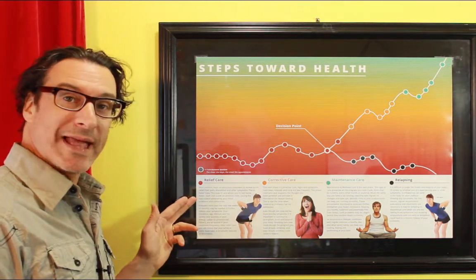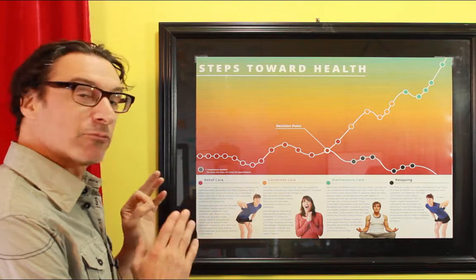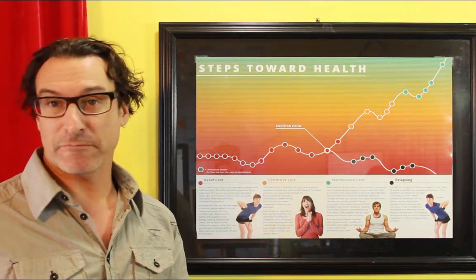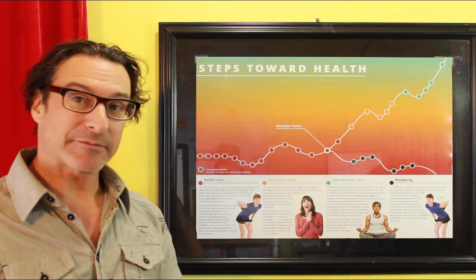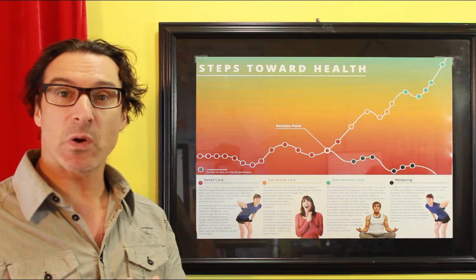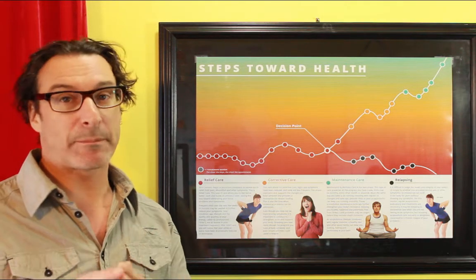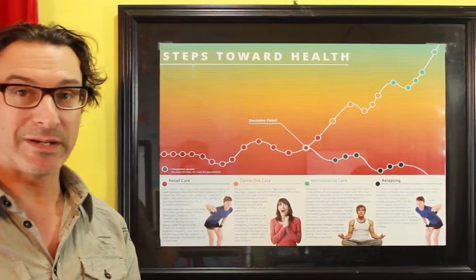So let's go ahead and take a closer look at each of these elements of this poster. Right over here we have the relief care, and in relief care most patients begin care because they're in some sort of pain. And in this phase of care, it's important to let your patients know that when they come in, each visit builds upon the previous visit. And that's why visits are close in between there.